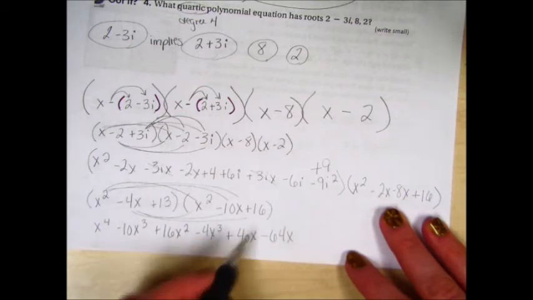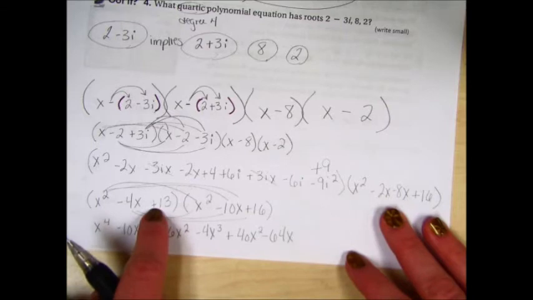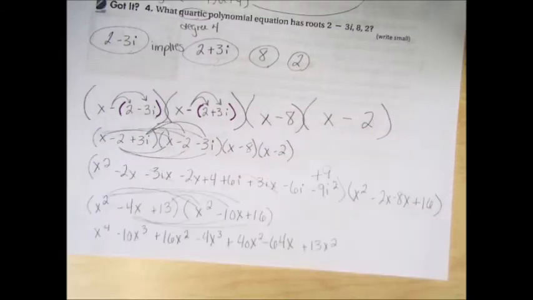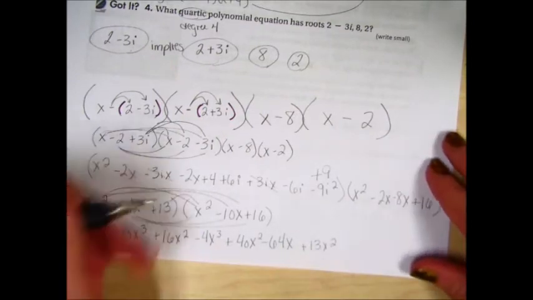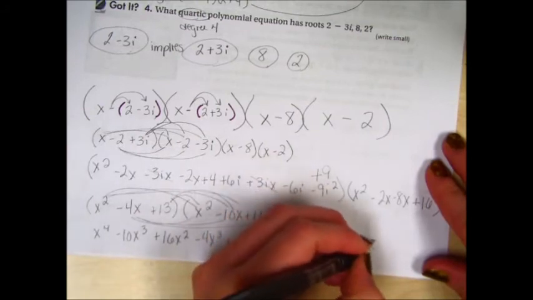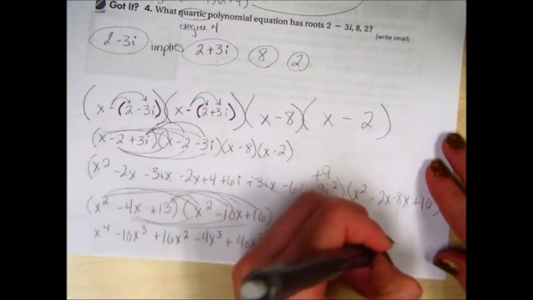And I'm sorry, on the 40x, this should be squared. I just missed that. And now we have to do the 13 plus 13x squared. Okay, so 13x squared and minus 130x. Almost done. And then 13 times 16 is 208.